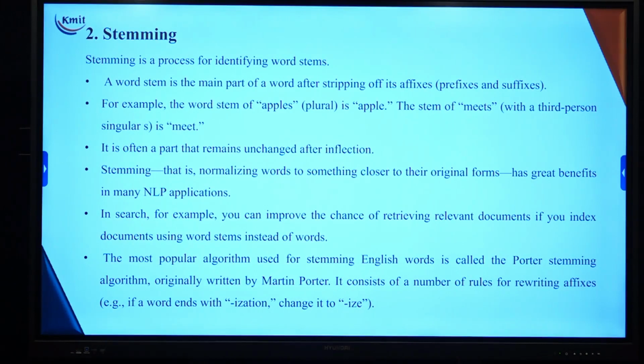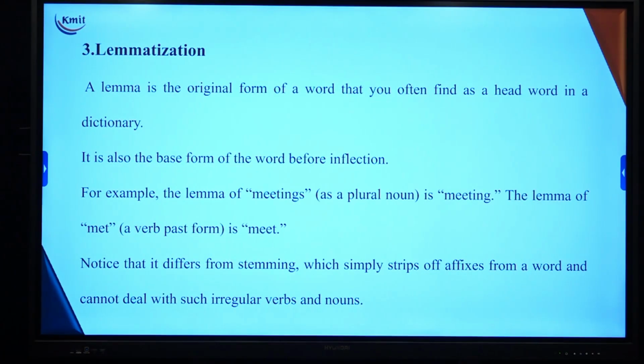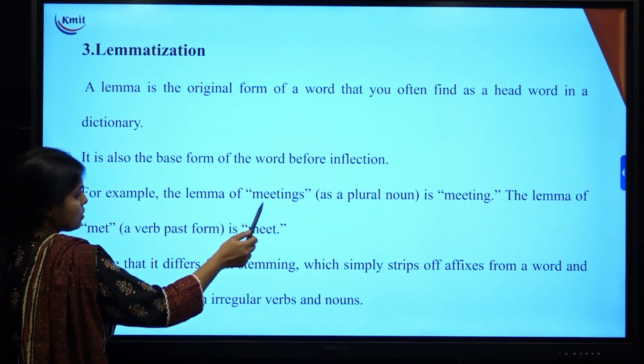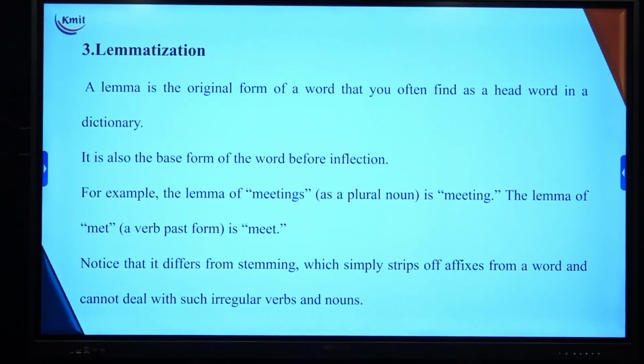We use this process of stemming in most applications of NLP. The most popular stemming algorithm is called the Porter stemming algorithm, which we will discuss when we go for hands-on experiments. Next, lemmatization. A lemma is the original form of a word. When I have the word "meetings", "meeting" is the plural noun, the lemma of the word "meetings". When I say the lemma of "met", it is "meet".